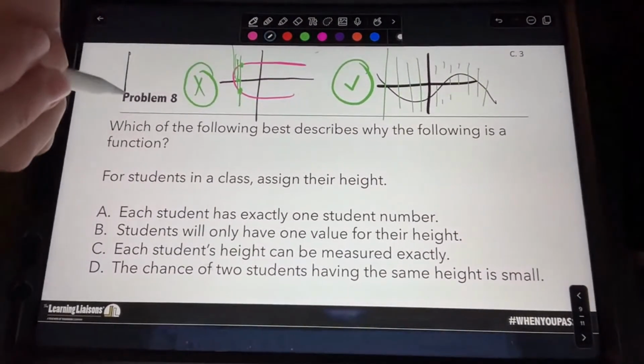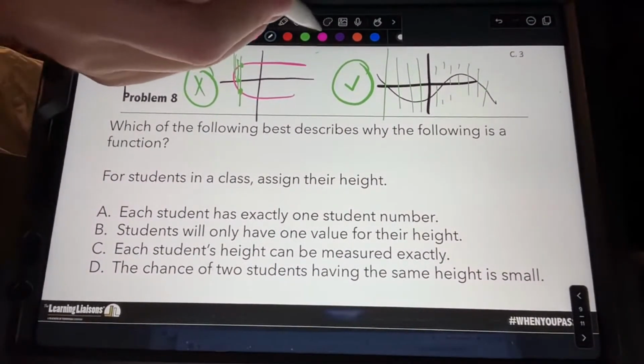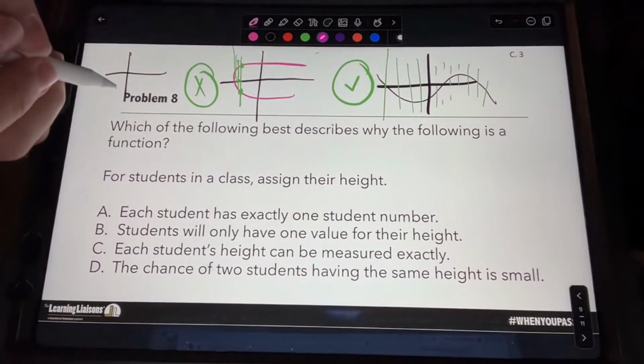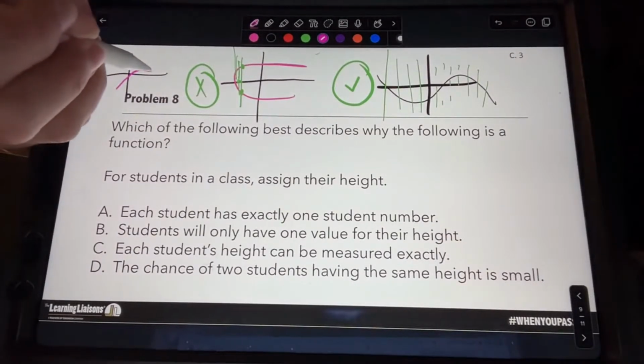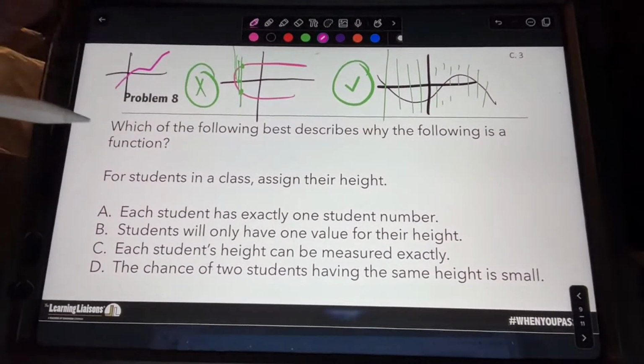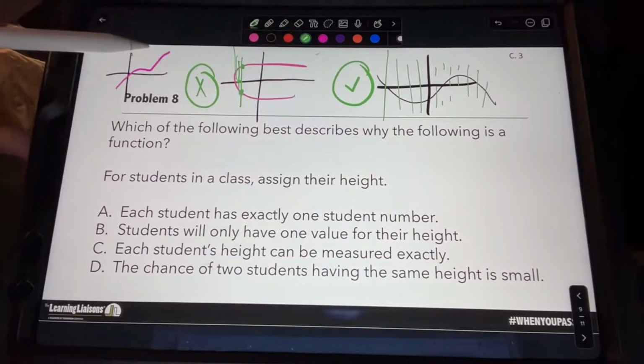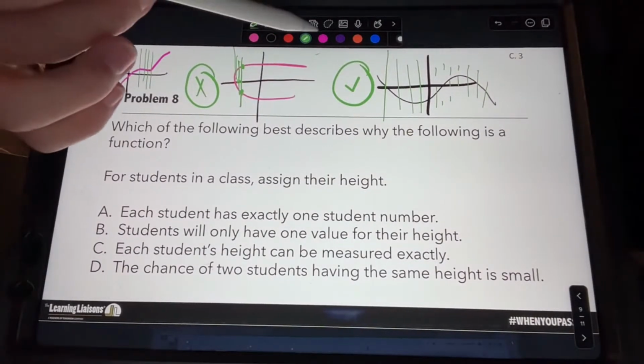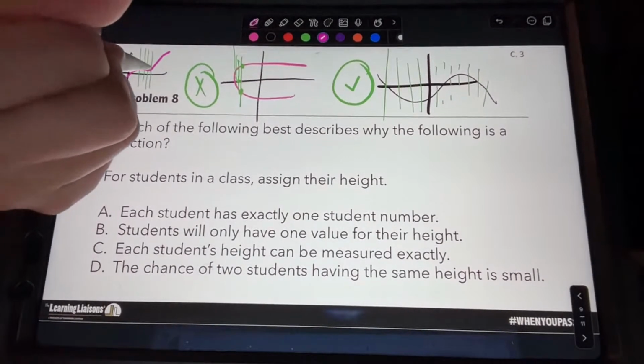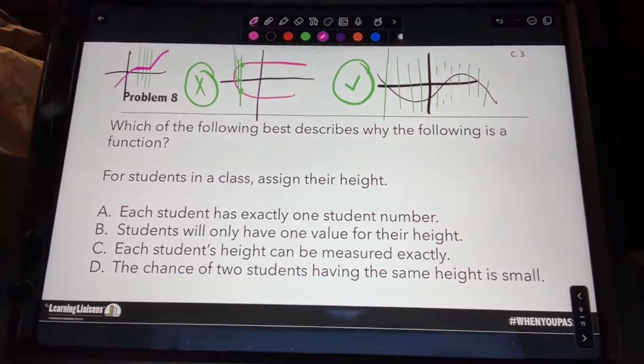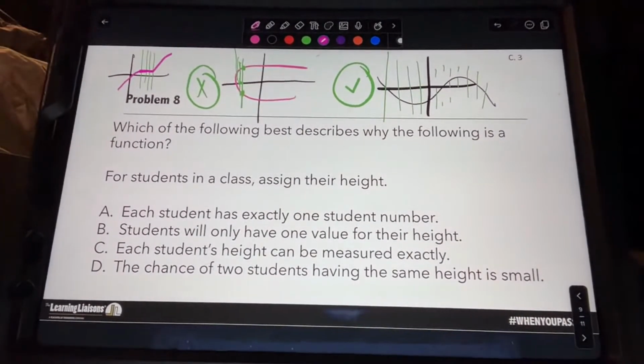However, if I draw a graph and it looks something like this, that is okay because when I draw a vertical line, it still only hits it one time. So I can plateau or go straight as long as it's in the horizontal direction.